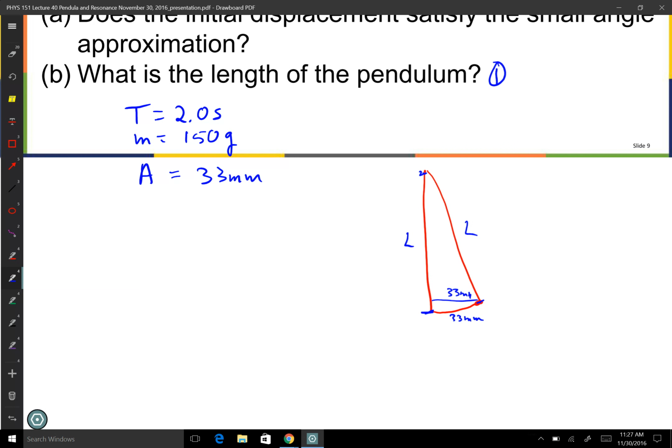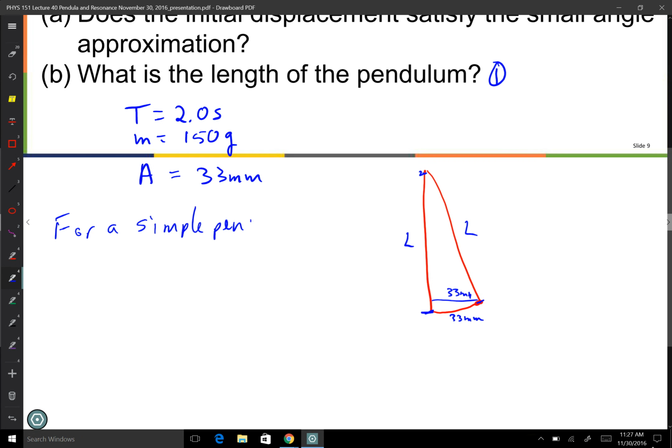So in order to calculate how long it is, what method am I going to go through? What would I write down for my concept? What's the equation that relates the acceleration due to gravity to the period and the length of the pendulum? Okay, we know that for a simple pendulum, omega is the square root of g over L.